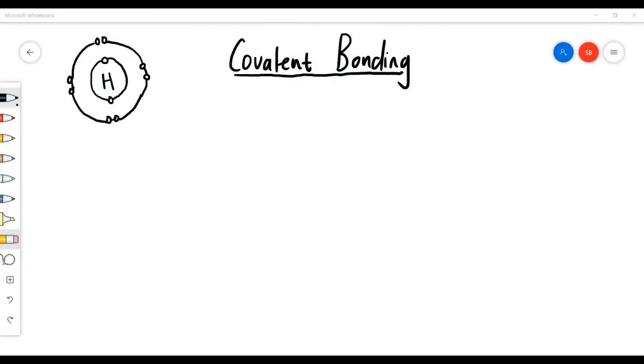Okay, welcome. We are going to be talking about covalent bonding in this video. Let's get straight into it. Okay, so covalent bonding, I'm going to explain this with the help of a previous diagram that we know.